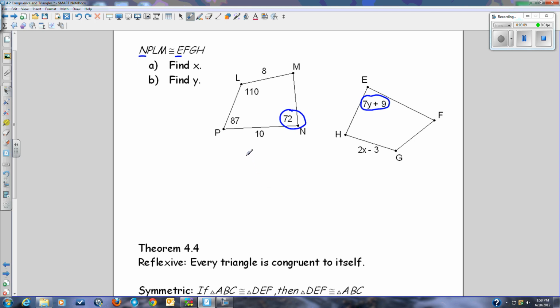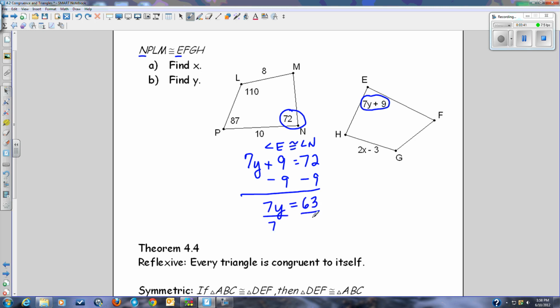So that means that they are congruent. So we can actually write that 7y plus 9 equals 72. And that's because angle E is congruent to angle N. Now we have an equation that we can actually solve. So let's subtract 9 from each side. So we have 7y equals 63. Divide each side by 7, and y is 9.